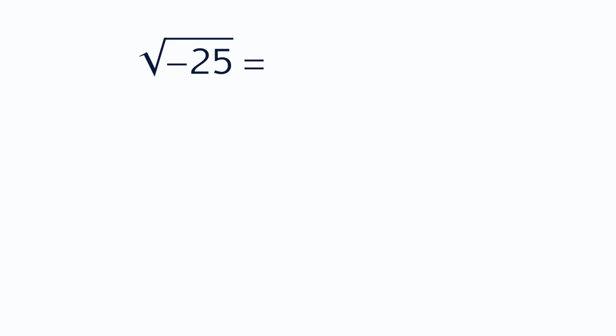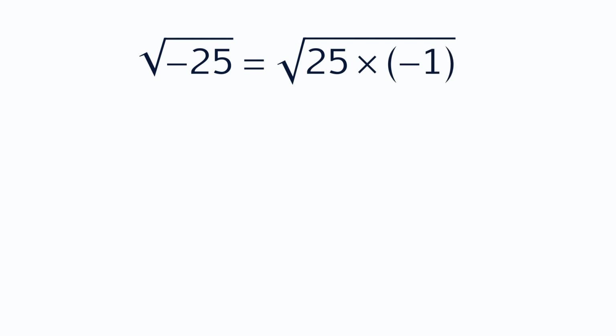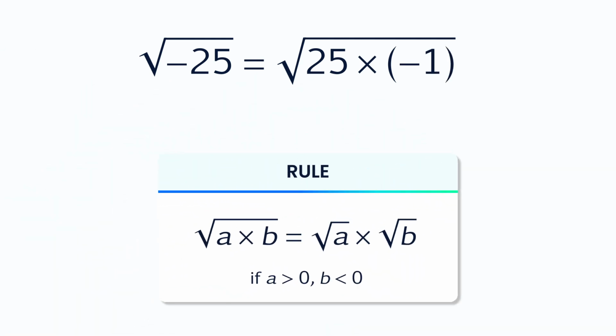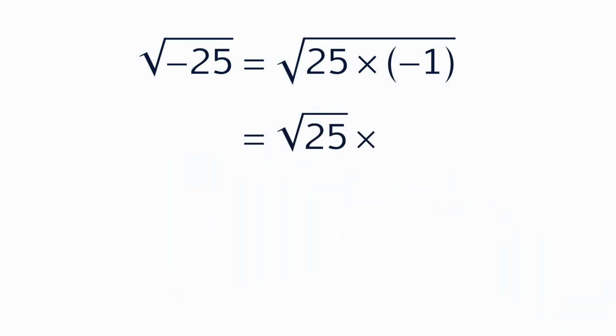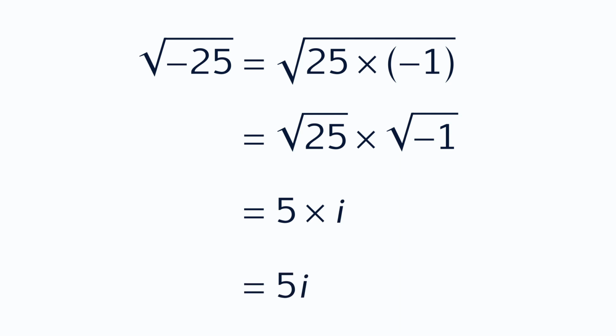First, write -25 as 25 times -1. You can now use the rule that says, as long as a and b are not both negative real numbers, the square root of a times b equals the square root of a times the square root of b. So, the square root of -25 equals the square root of 25 times the square root of -1. The square root of 25 is 5, and the square root of -1 is i. So you find that the square root of -25 equals 5 times i, or simply 5i.